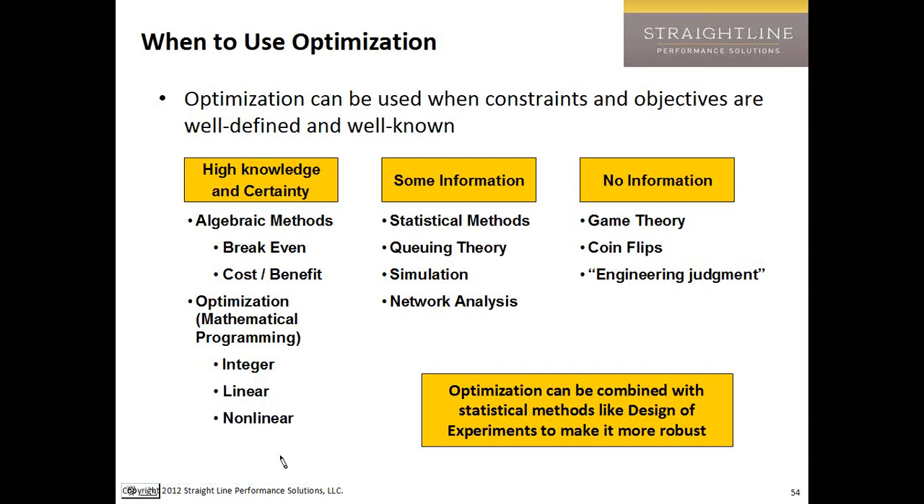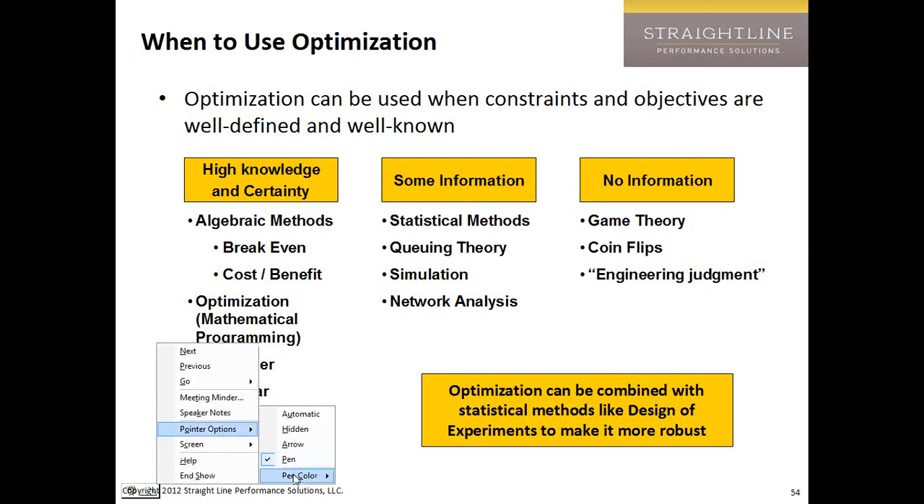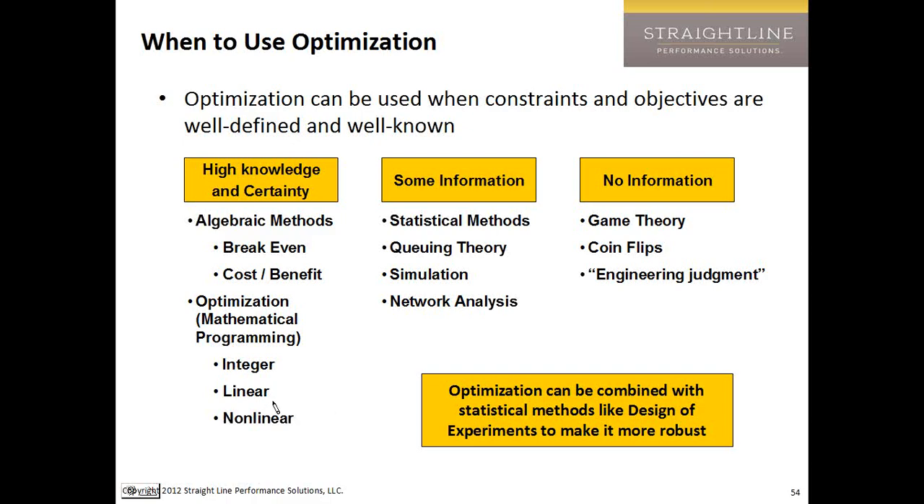Here's what we're talking about right here. I'll go to my pen and change the pen color. I'm feeling in a magenta mood today. So we're talking about optimization right here. And by the way, it's also called mathematical programming, and there are a number of different kinds: integer, linear, nonlinear. The good news is that Excel Solver doesn't really care. It just solves them.